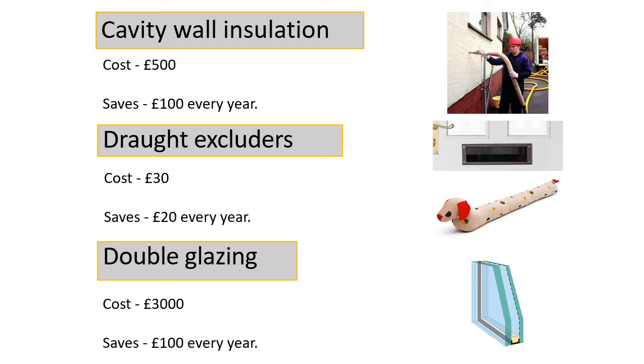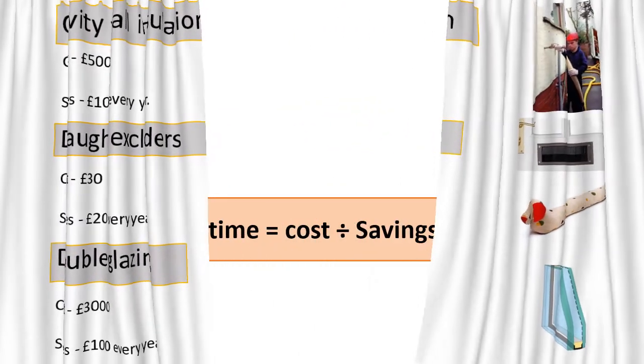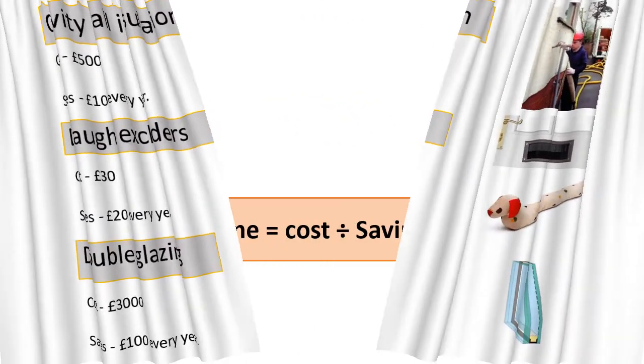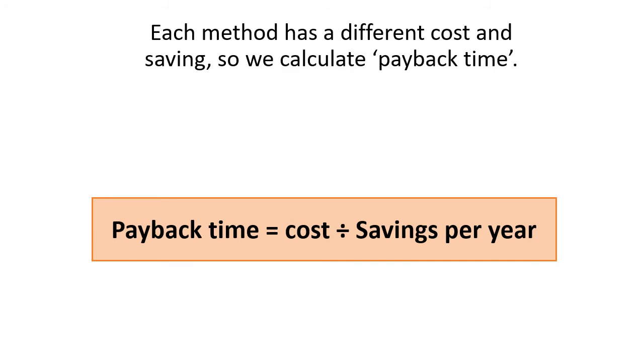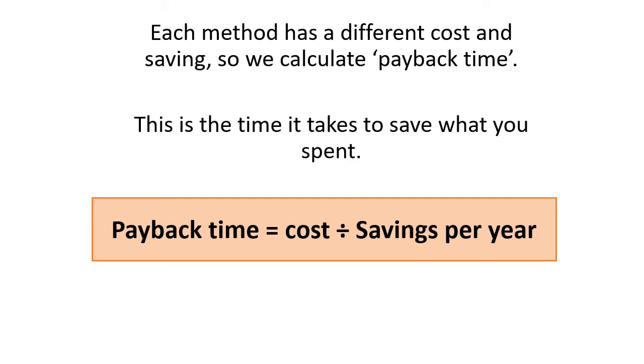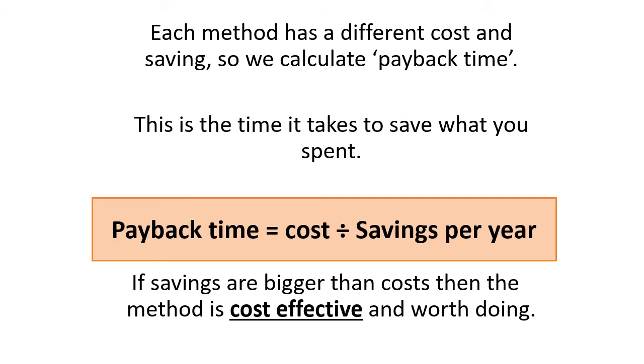That's the equation for calculation of payback time: cost divided by saving per year. Each method has a different cost and saving, so we can calculate the payback time by using this equation. If savings are bigger than the cost, then the method is cost effective and worth doing.